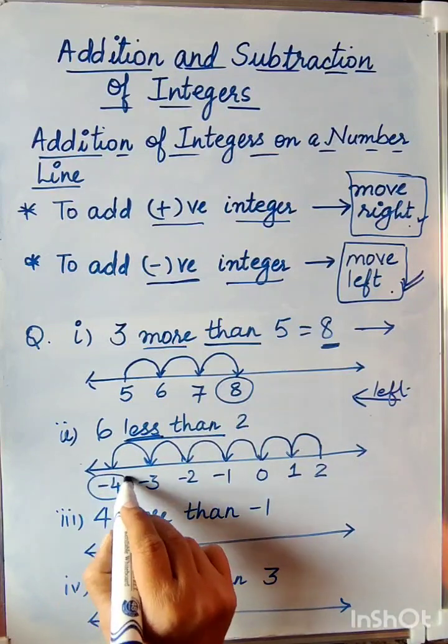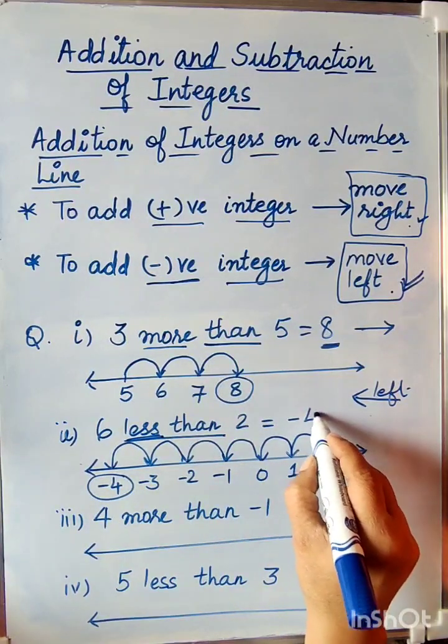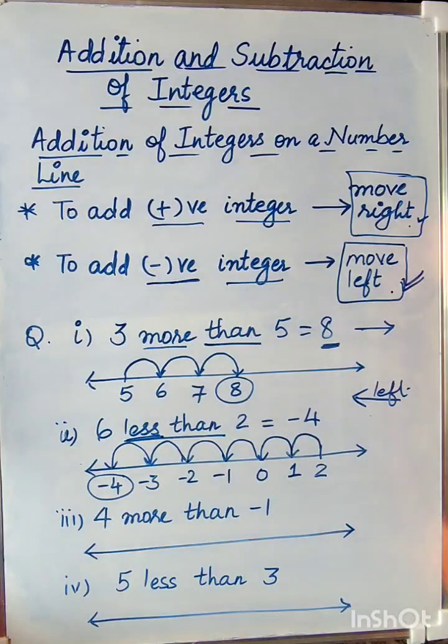We have reached the position -4. Therefore the answer will be -4. 6 less than 2 is -4.